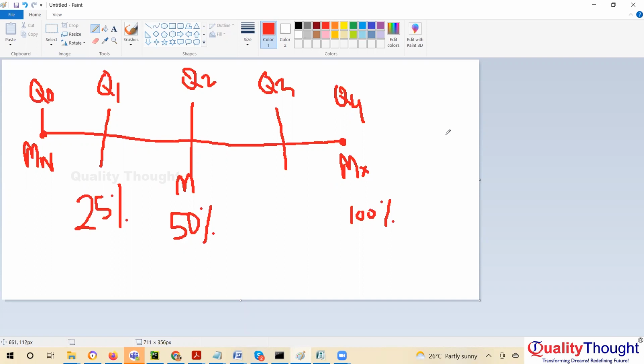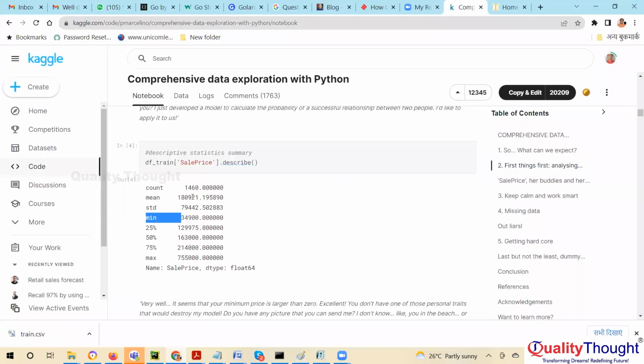Okay. So this is your 75 percentile, Q3. So when you go back here, this tells you total rows in the data. What is the mean? Mean is adding all and dividing by the total count, right? Total sum by total count. Then standard deviation, we have not done. We'll do it in some time. Minimum, this is the minimum value of the data set. 34,900 is the minimum value of the data set.